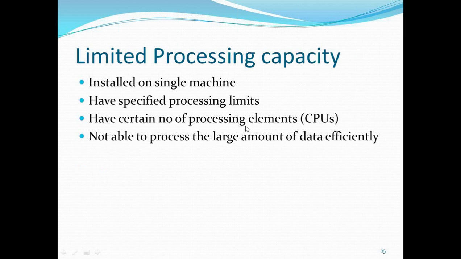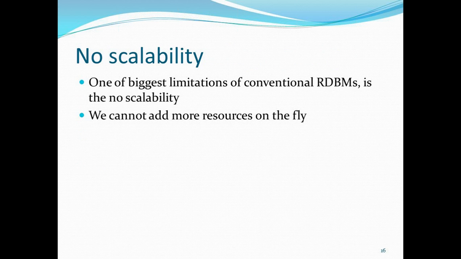Since your system is running on a single machine, it surely has a processing issue. So there is a limited number of computing resources available. One of the biggest limitations is that RDBMSs don't have any scalability. We can't add more resources on the fly, whereas in big data you can add more resources on the fly. Say, for example, currently you are working on 10 systems. You can add more systems into your cluster on the fly. I'll explain the cluster and all the systems in the next slide.